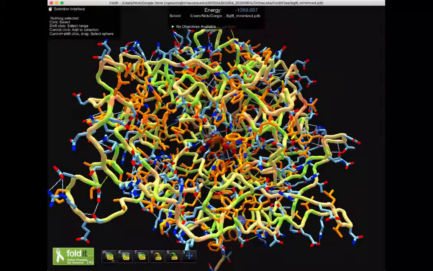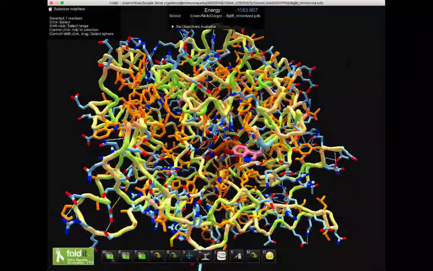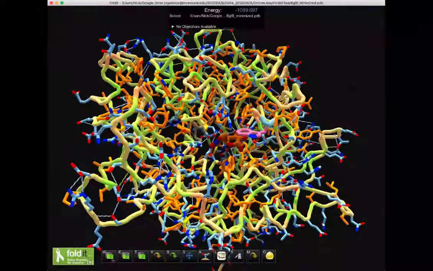Now remember, BglB cleaves beta-glycosidic linkages. So this is a beta-glycan, and I think it's just a disaccharide connected by a beta-glycosidic linkage. You can see near that substrate is this amino acid tryptophan. Now I've highlighted it in pink. Let me spin a little bit more to get a different look at it.